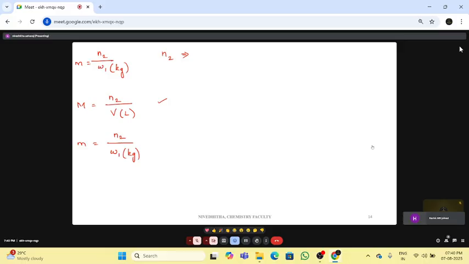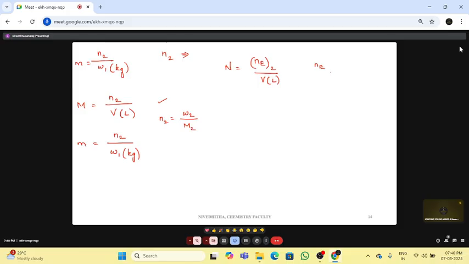And finally, we saw the expression for normality. What is the formula, Kana? Normality is nothing but number of gram equivalents of solute divided by volume of the solution in liters, right? And what is number of gram equivalents? We know the formula of number of moles, right? What is the formula of number of moles? Given mass divided by molar mass.